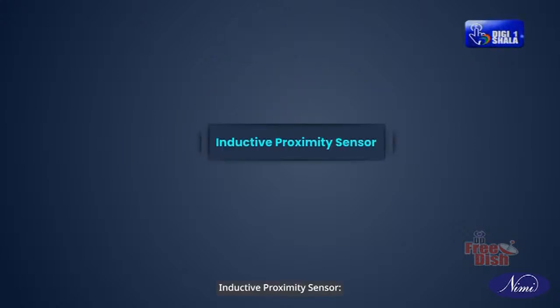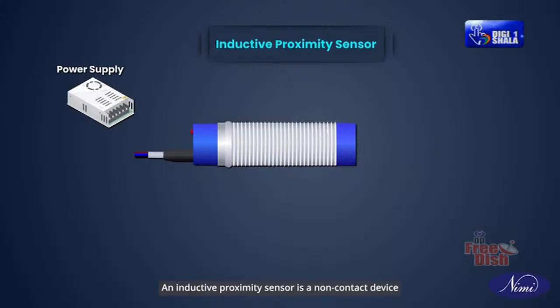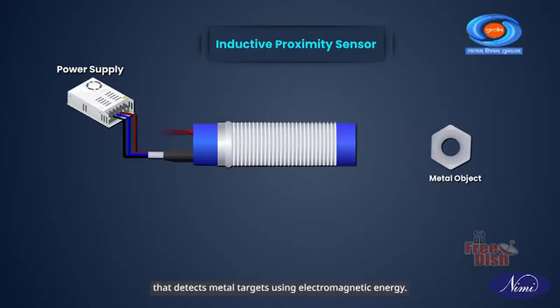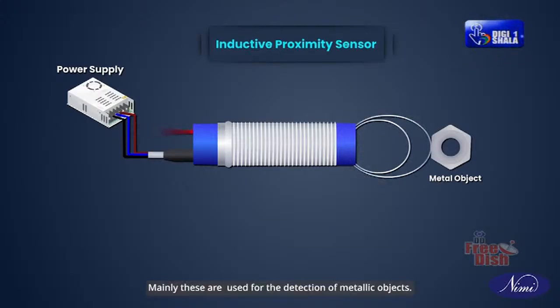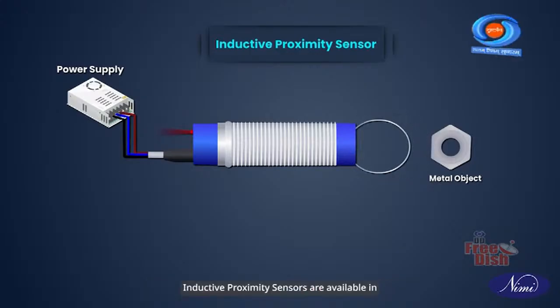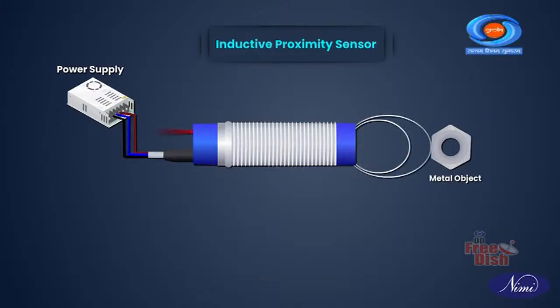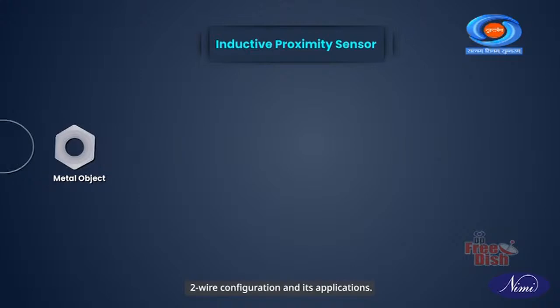Inductive proximity sensor. An inductive proximity sensor is a non-contact device that detects metal targets using electromagnetic energy. Mainly, these are used for the detection of metallic objects. Inductive proximity sensors are available in both AC and DC versions. They have 2, 3, and 4-wire configurations. Let us see what is meant by 2-wire configuration and its applications.